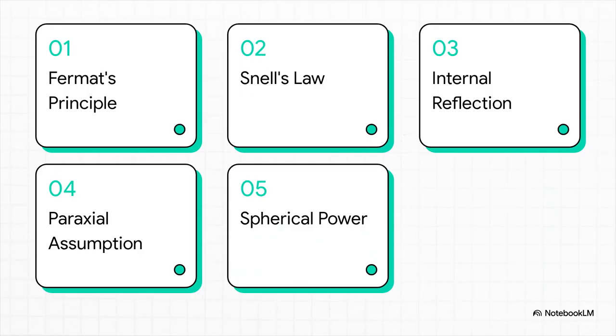Here's a quick look at our roadmap for this explainer. We'll start with Fermat's principle of efficiency, then move into quantifying refraction with Snell's law. After that, we'll cover total internal reflection, the paraxial assumption, and wrap up with calculating spherical refractive power.